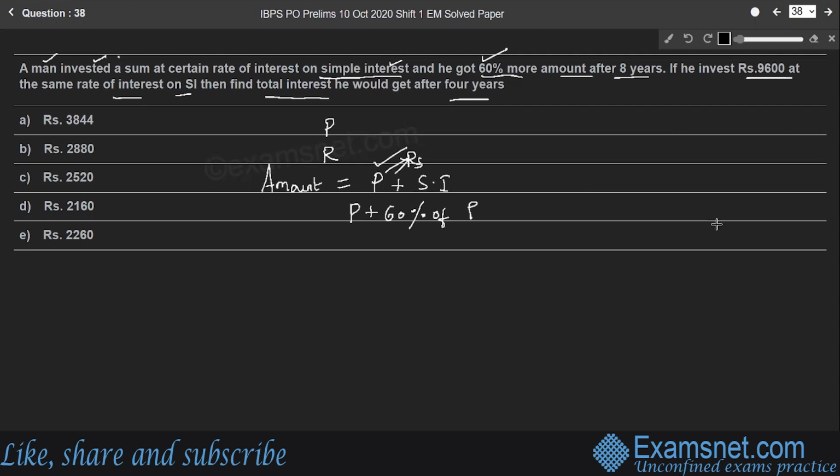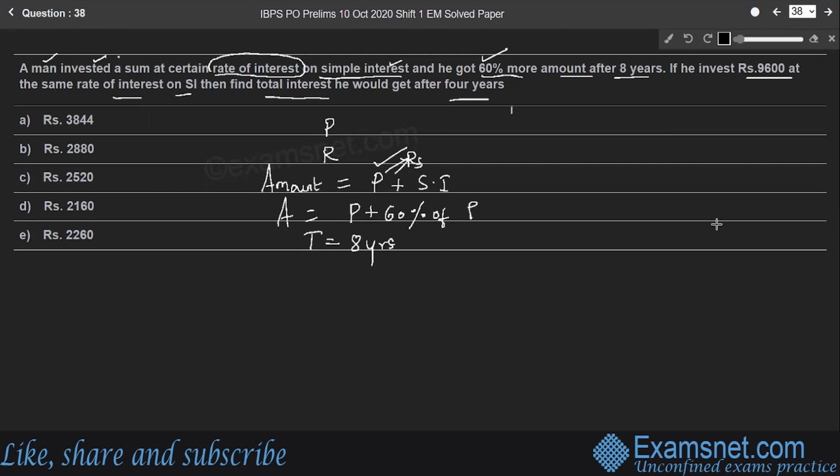P plus 60% of P is the amount A. In this condition, after 8 years, the time period is 8 years. Here, in this case, we have to find the rate of interest. We don't know exactly what the rate of interest is here.